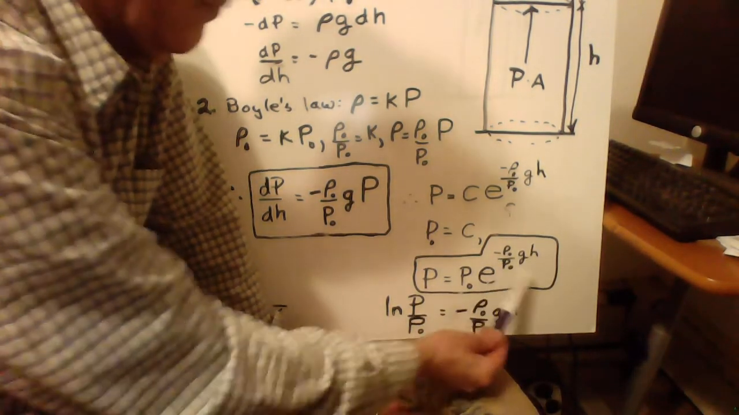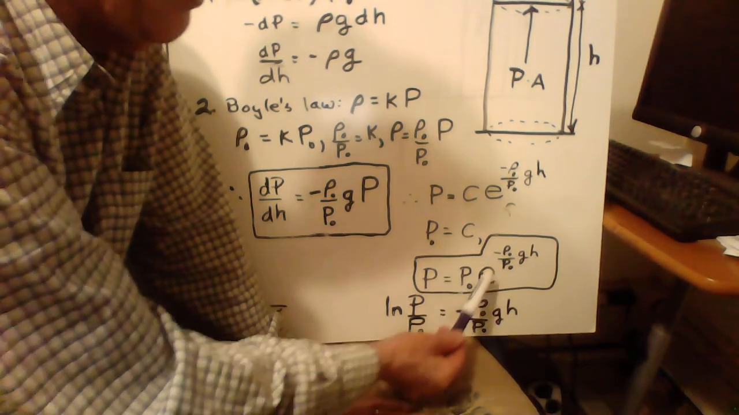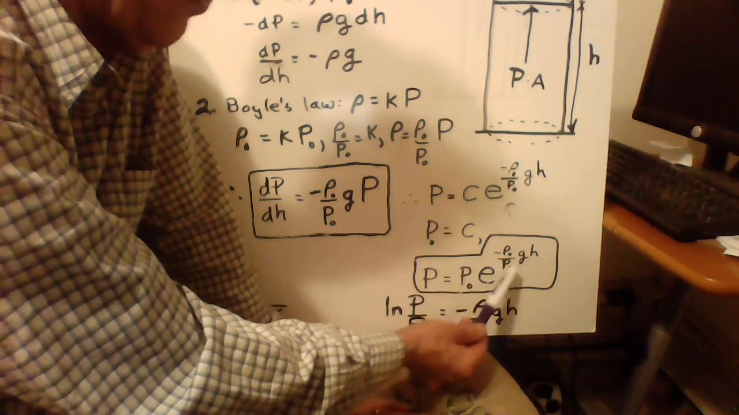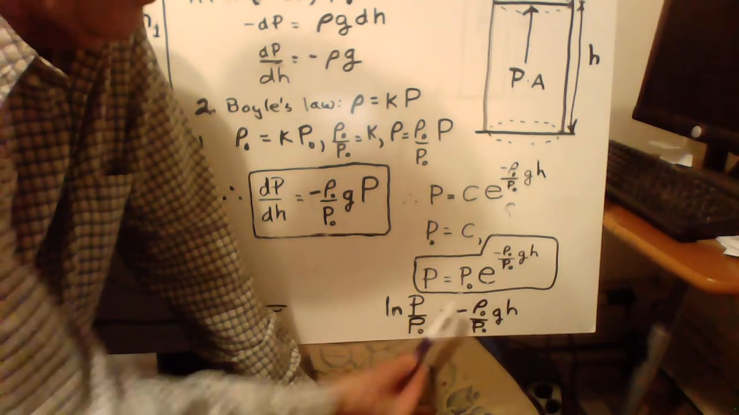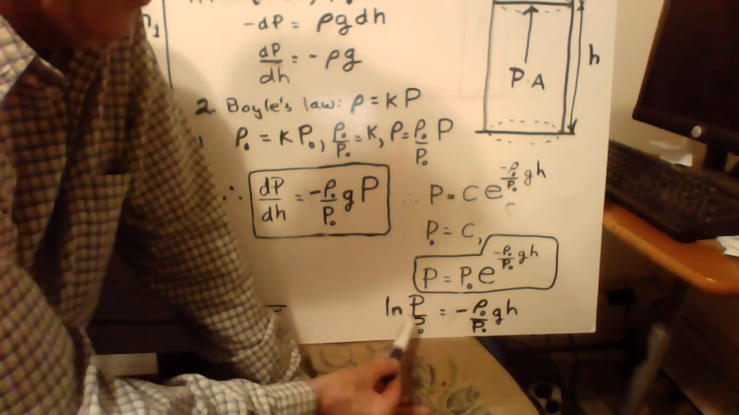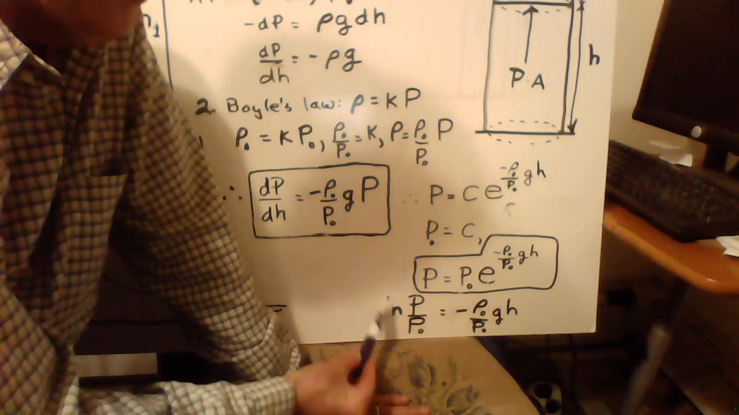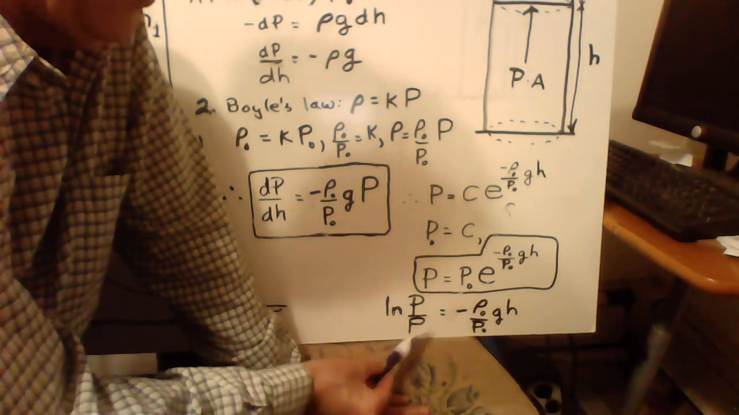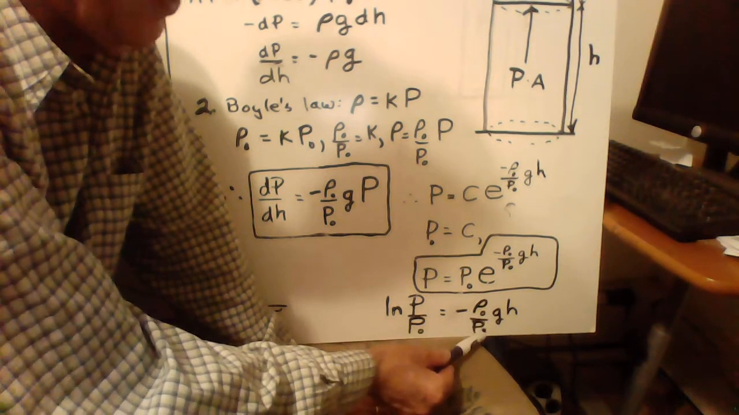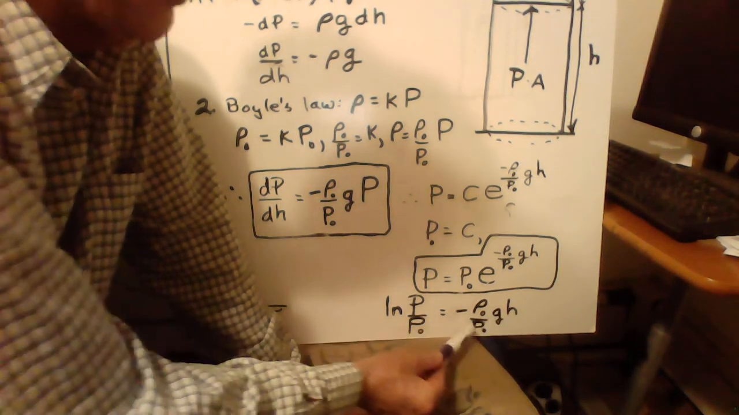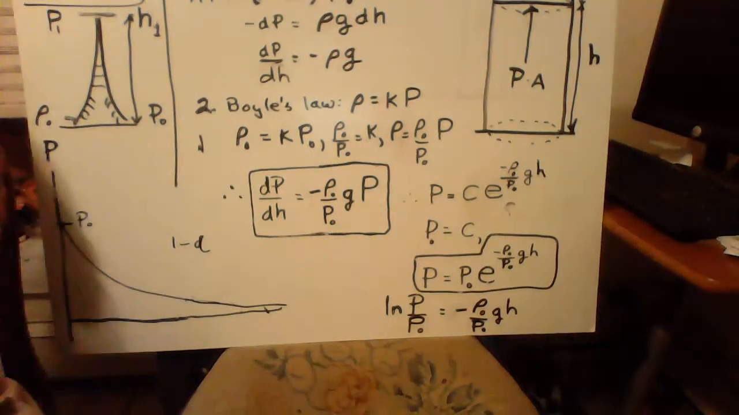This is our final formula. P is equal to P sub 0 e to the minus rho sub 0 over P sub 0 G H. If we divide both sides by P sub 0 and take the log of both sides, we have the natural log of P over P sub 0 is equal to minus rho sub 0 over P sub 0 G H. And this we can solve quite easily.